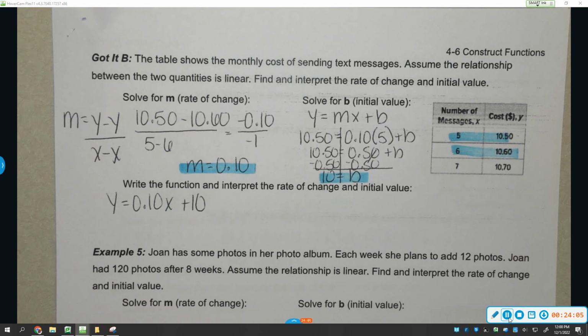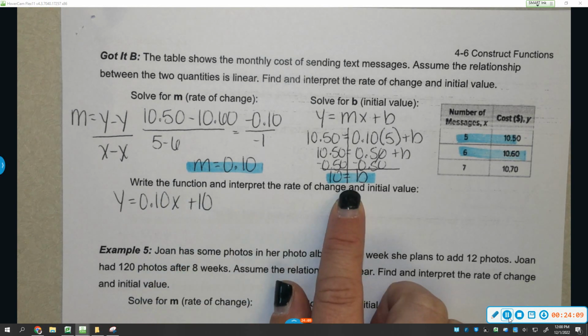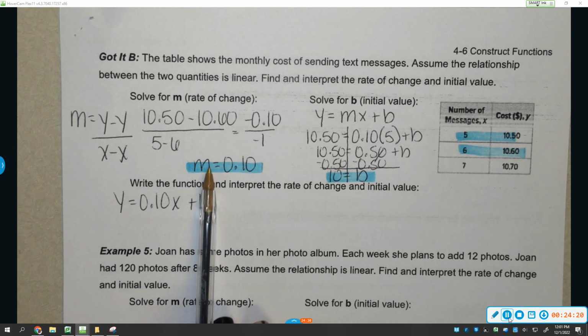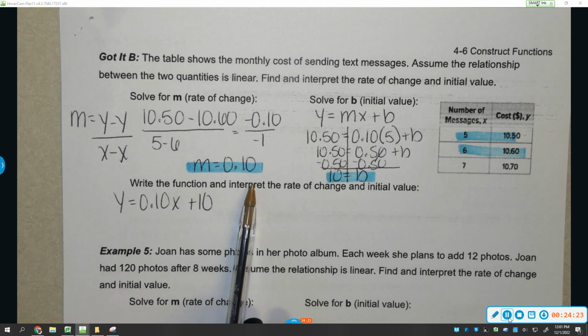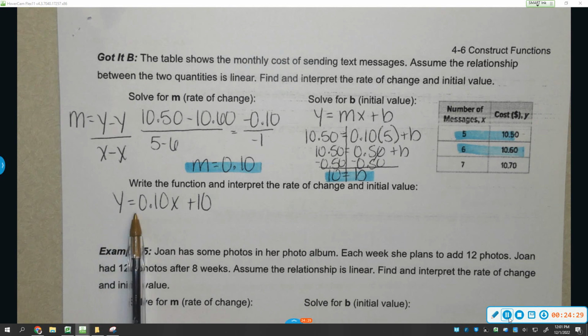For got it problem B, here are the rates and the initial value. I've given you everything with the exception of the interpretation again. We'll talk about that together. So for M, hopefully you got 10 hundredths or 1/10. For B, hopefully you got 10. So your equation is y equals 1/10 x plus 10.